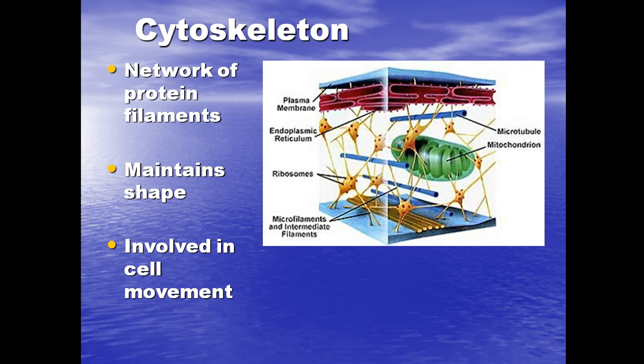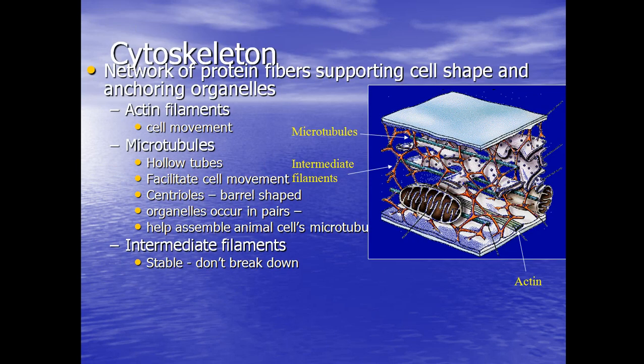That's a network of protein filaments, and they maintain the shape, and not only that, they are involved in cellular movement. So now, see here also you can see there are different types: these are the microtubules, these are the intermediate fibers, and these are the microfilaments.